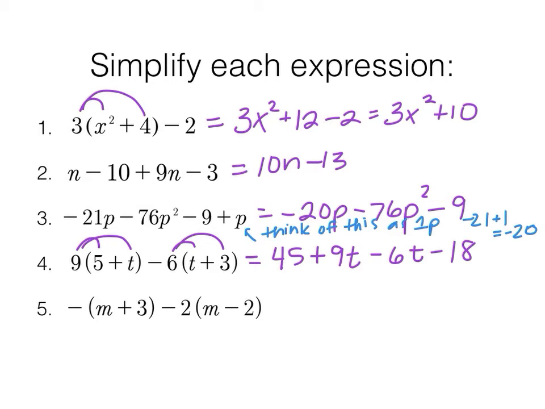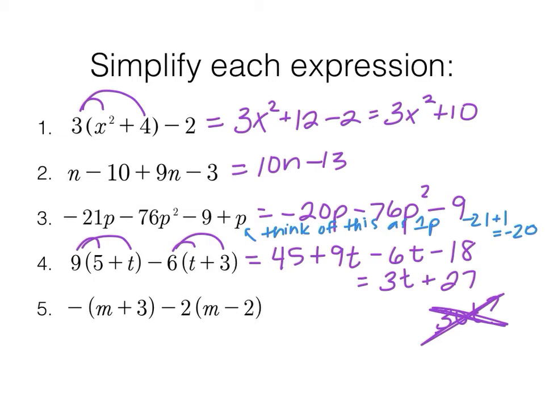And now I've got like terms to combine. 45 minus 18, that one's going to come out to 27. And it is a positive 27. 9t minus 6t is 3t. And that one is once again simplified. Now, can I make it 30t? Can I? No, I cannot make it 30t. They are not like terms. Please don't try to combine them.